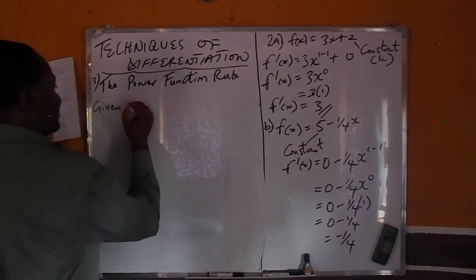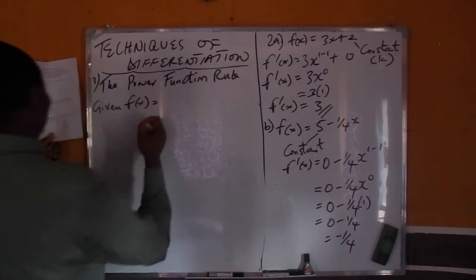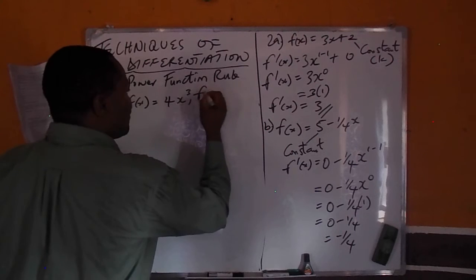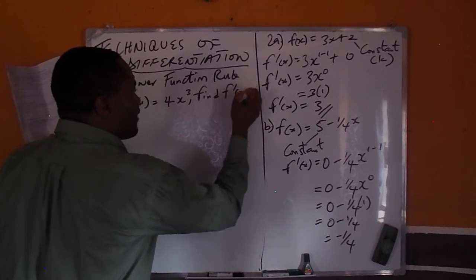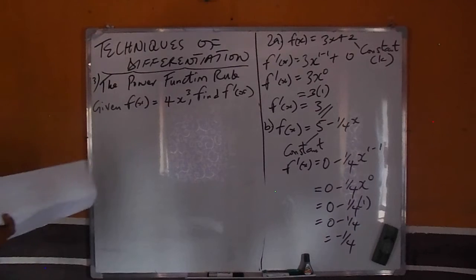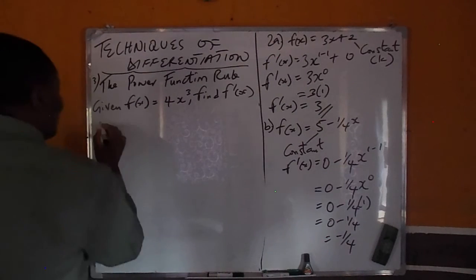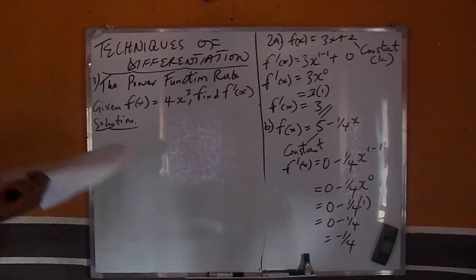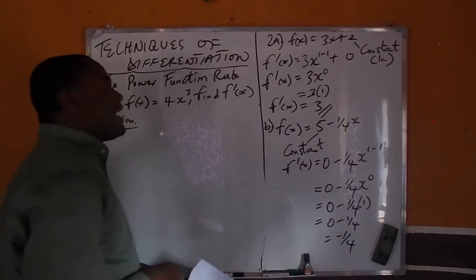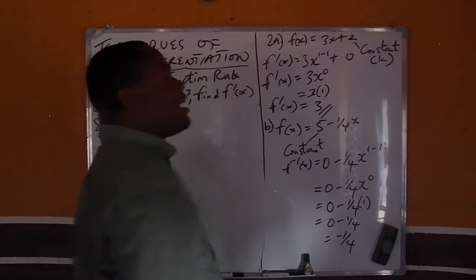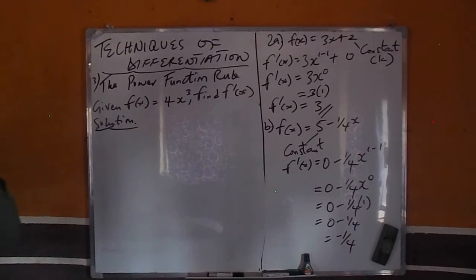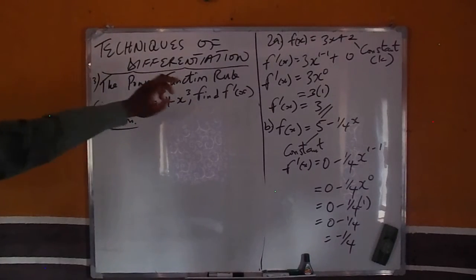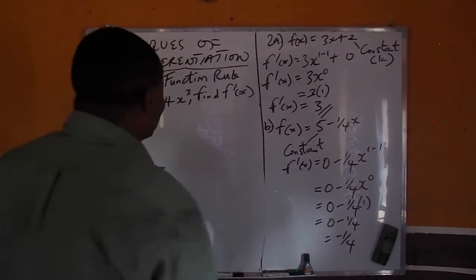Given f of s equals 4s cubed, find f prime x. Now, how do we solve this? We say solution. We can see the reason why we call it the power function rule. We have s raised to power 3. In all the other equations, s was not raised to any power, or is raised to power 1. But here, it's raised to power 3. That is why we call it the power function rule.